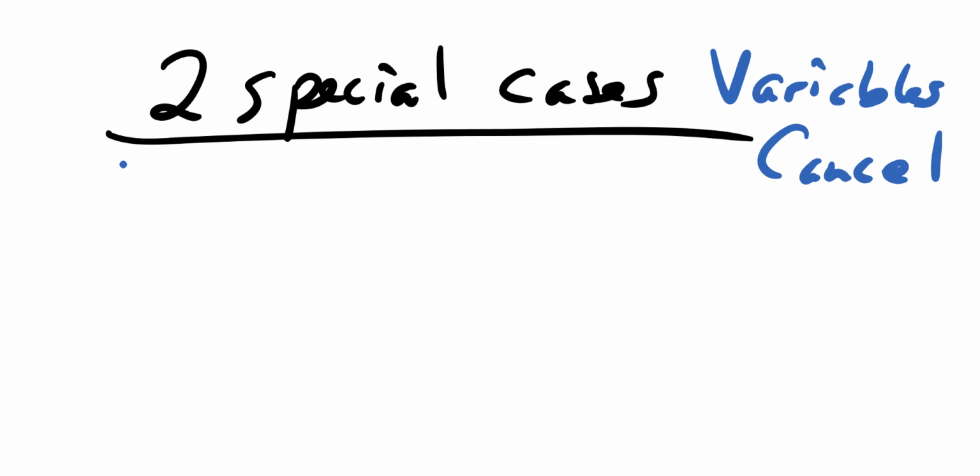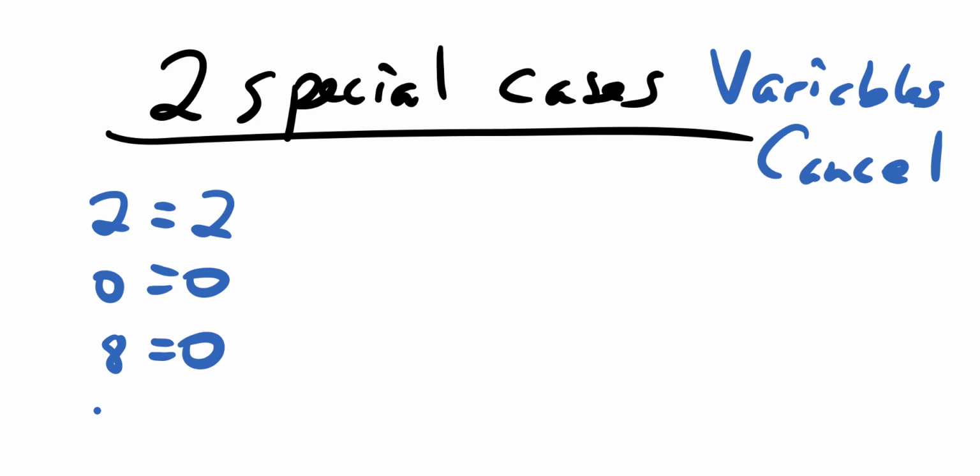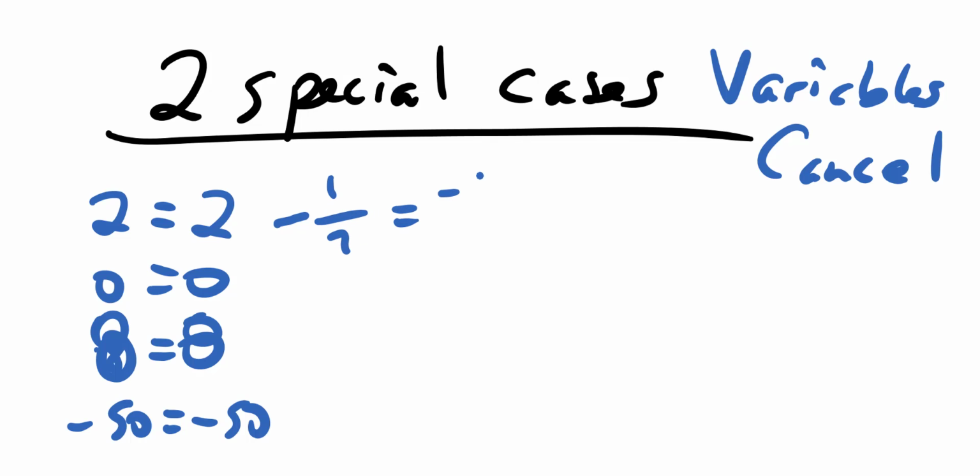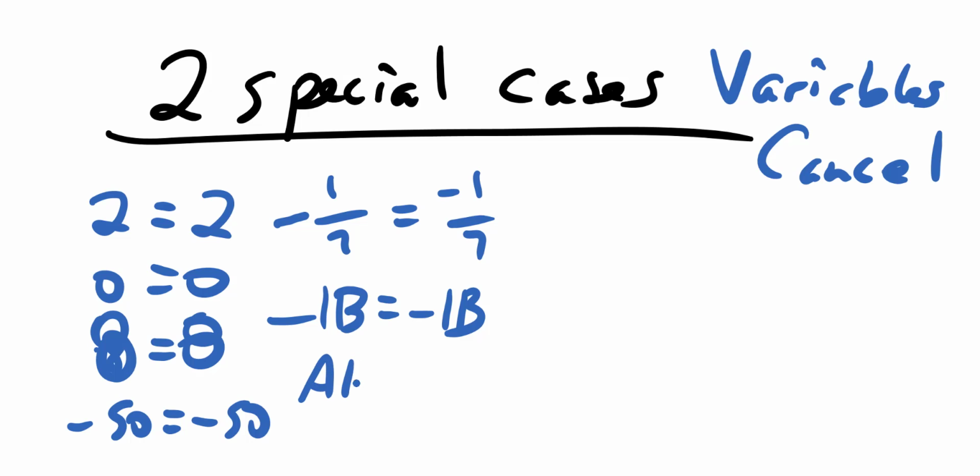After the variables cancel, you're either going to get 2 equals 2, 0 equals 0, 8 equals 8, negative 50 equals negative 50, negative 1/7 equals negative 1/7. I don't care what it is. Negative 1 billion equals negative 1 billion. It doesn't matter. If they equal each other, we say it's all real numbers, or infinite solutions. That's an infinity sign, or double bar R.